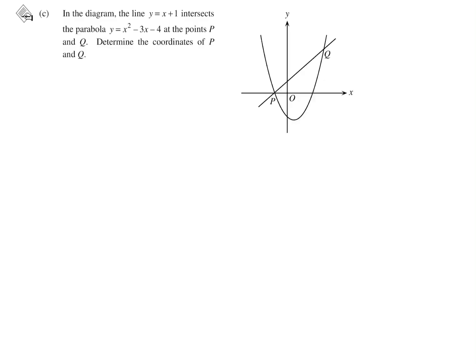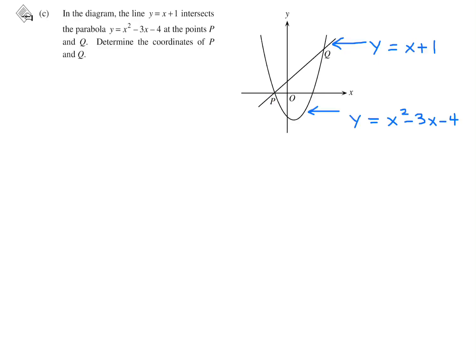All right, in the diagram, the line y is equal to x plus 1, which I'm assuming is that line right there, intersects this parabola, which they have given as x squared minus 3x minus 4 at points P and Q. Determine the coordinates of P and Q.